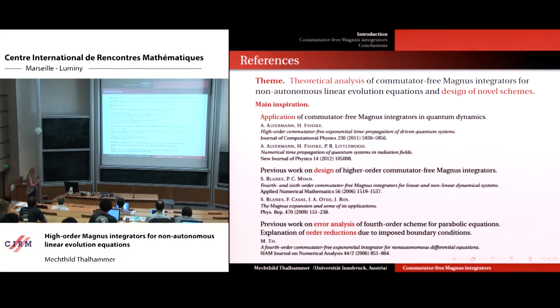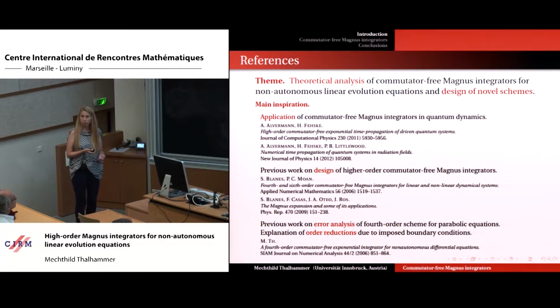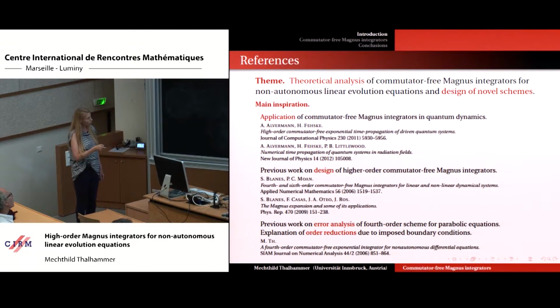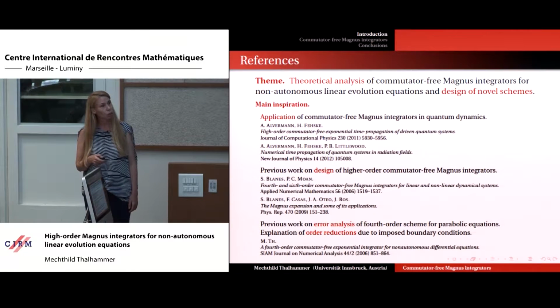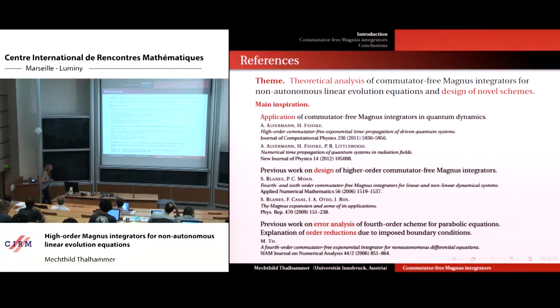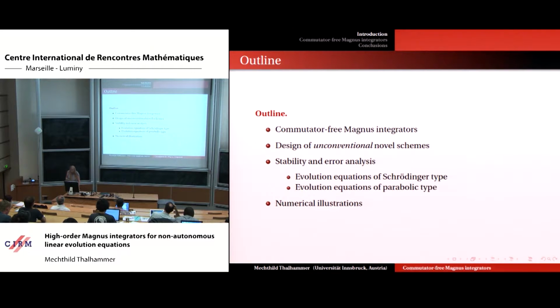Okay, so maybe to put this into some context, what was our starting point? We had a look at the papers by Alvermann and Fehske, and Littlewood, where they have quantum systems with and without dissipation, and their aim was to construct new schemes, to find optimized schemes with high efficiency. Then there was previous work by my colleagues, by Sergio and by Christian Mon, and also by Sergio, Fernando, Oteo, and Ros, concerning higher order methods, how to construct them, how to find a good way to represent the order conditions. And what I did several years ago was to provide an error analysis for a fourth order scheme, but in this case, I focused on order reductions you will encounter for Dirichlet boundary conditions, Neumann boundary conditions. So we had, let's say, some experience in this field.